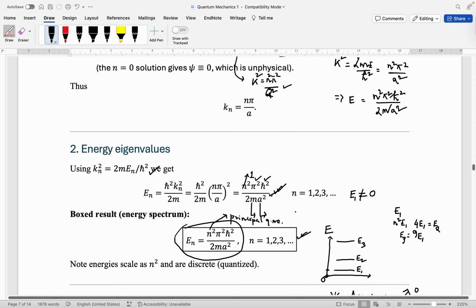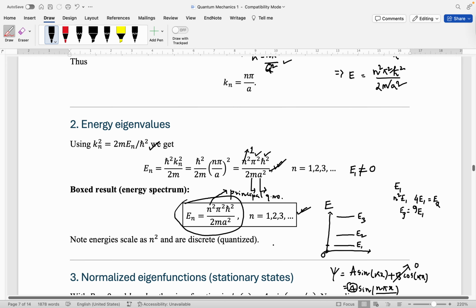So if someone asks you to find the energy eigenvalue of a particle trapped inside a box, you have to do this much and find this answer. En is equal to pi square n square h cross square divided by 2ma square, where n is equal to 1, 2, 3 and so on.